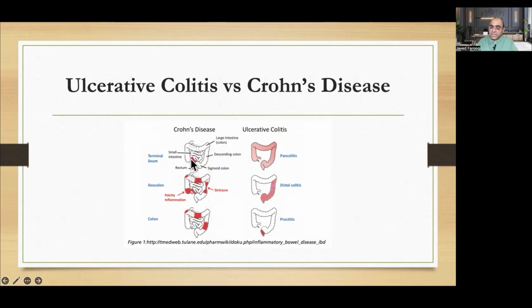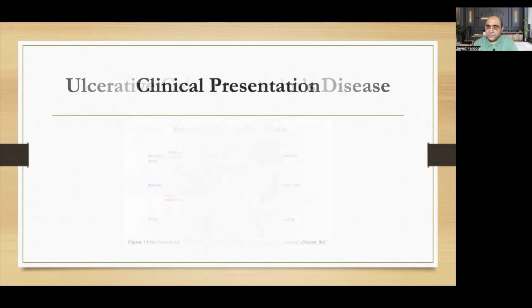So the different classifications, it's not only this classification, there are so many other classifications for the severity and for the extent of ulcerative colitis and Crohn's disease. We will discuss those when we discuss these in detail. As I said before, today is an overview of inflammatory bowel disease. So what is the clinical presentation?